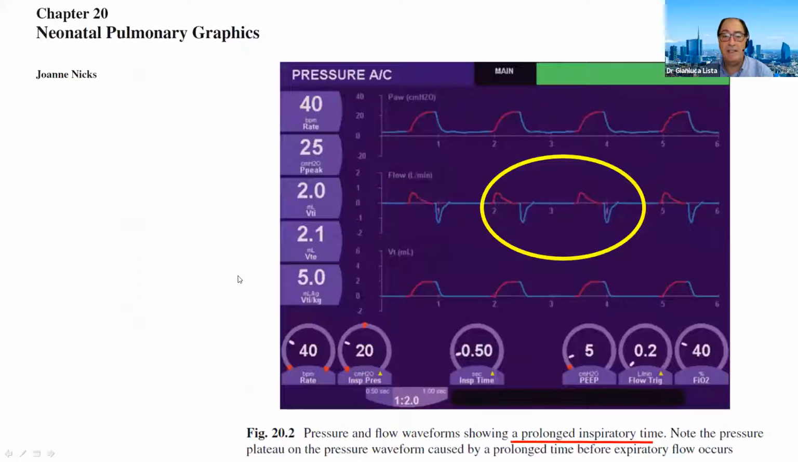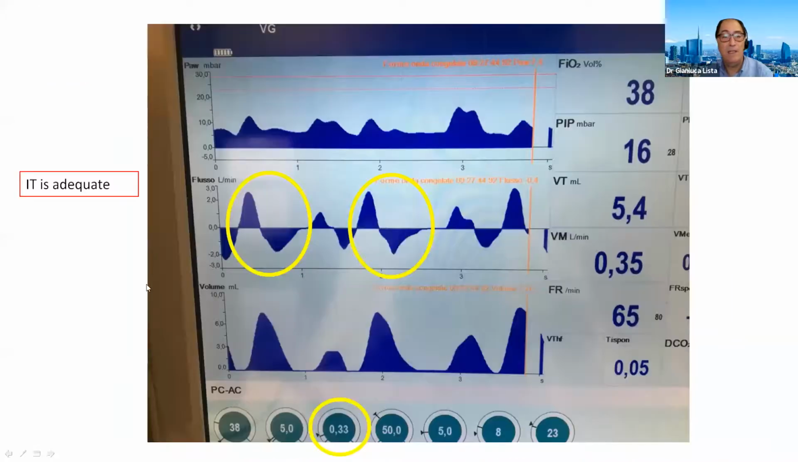In this case, the inspiratory time is too prolonged. You have to reduce it. In this case, the inspiratory time is adequate. In fact, the inspiratory flow goes up and then goes towards the baseline and immediately starts the expiratory flow.